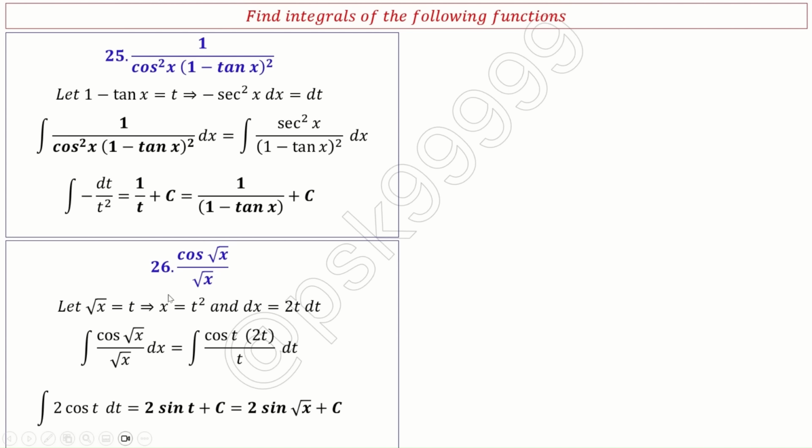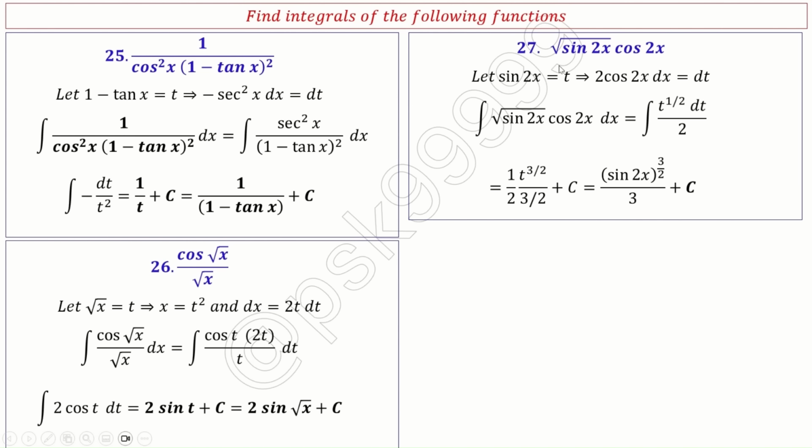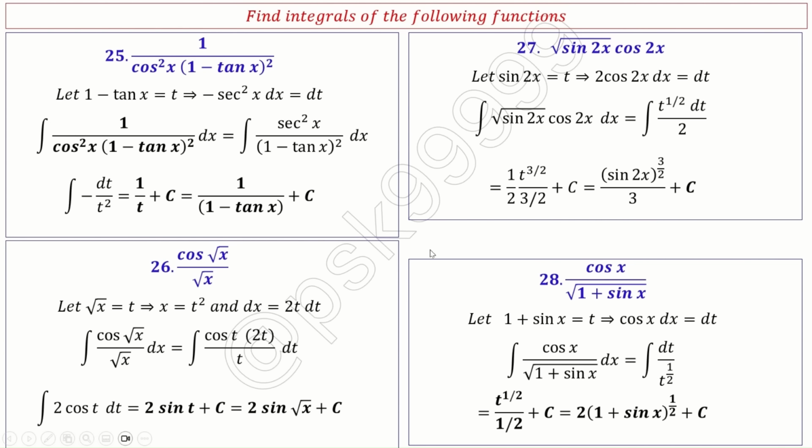Here you take square root of x as t, then you get everything in place. Okay, substitution. And here if I take sin 2x as t, then 2 cos 2x dx is dt. So I can replace cos 2x dx with dt, and this with square root of t. You will get a 1 by 2 term. So this is nothing but 1 by 2 integration of square root of t dt, which is sin 2x whole to the power of 3 by 2 by 3 plus constant.